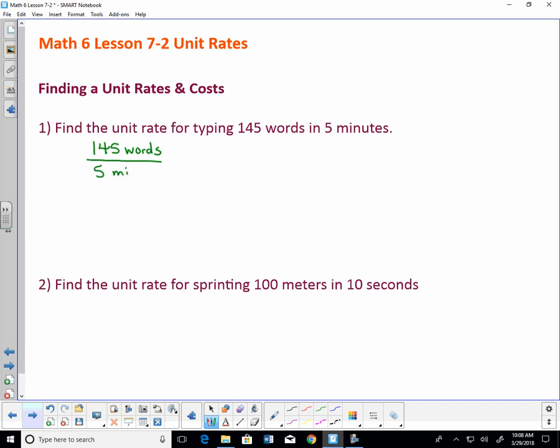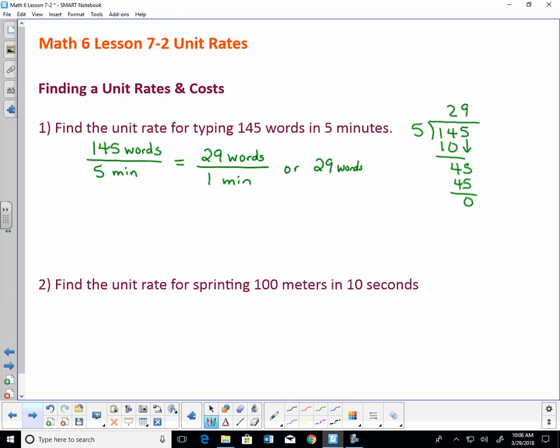So what I'm going to do here is I need to divide 145 by 5. I'm going to do that over here so it's nice and neat and tidy. 5 will go into 14 2 times. 2 times 5 is 10. Write down my 5. 5 divides into 45 9 times. I have a remainder of 0. So this means that 145 words in 5 minutes means I can type 29 words per 1 minute, or I can write it as 29 words per minute. Okay. This is a unit rate because it's over a unit of 1.